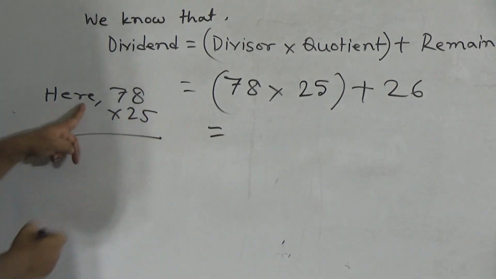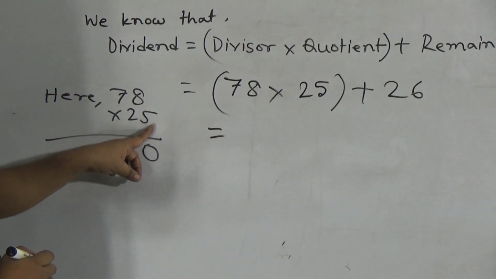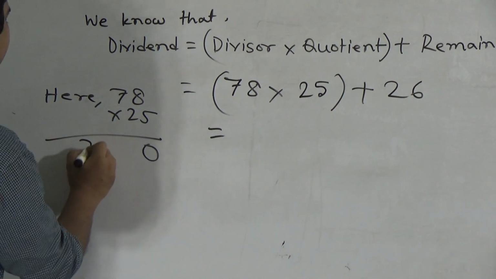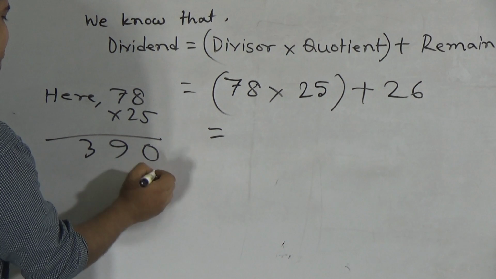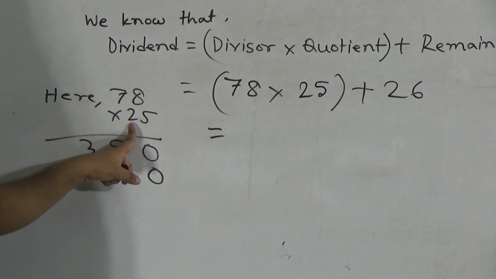Here I write here. Okay. Now 5 8s are 40. Carrying 4, 7 5s are 35 plus 4, it will be 39. Now once place is done, next we shall multiply 78 by 10's place, that means 2.